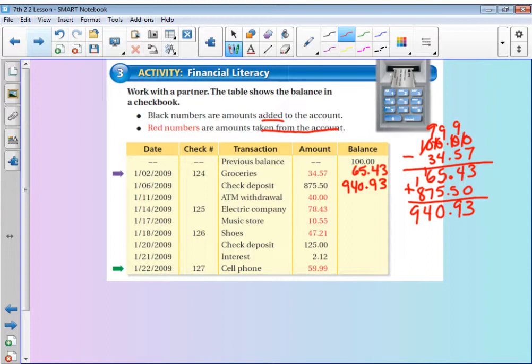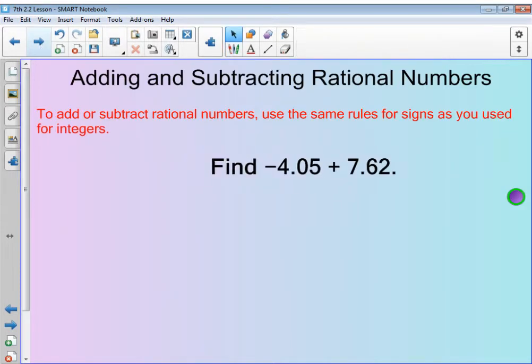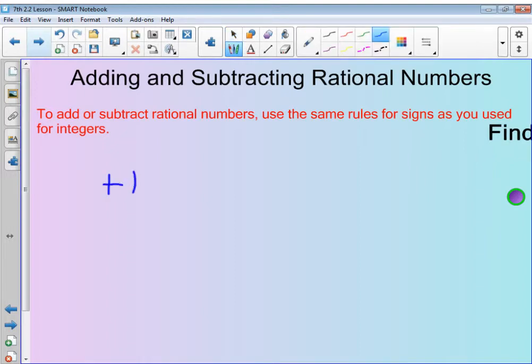So you're going to continue in that manner, adding and subtracting as you get to each number, until you see what your final balance is on the 22nd of January. So go through, finish out that process, and then check back with me to see what your final answer should be. Okay, so before we get started in on rational numbers and adding and subtracting, I want to review with you really quick the rules for when we add and subtract integers.